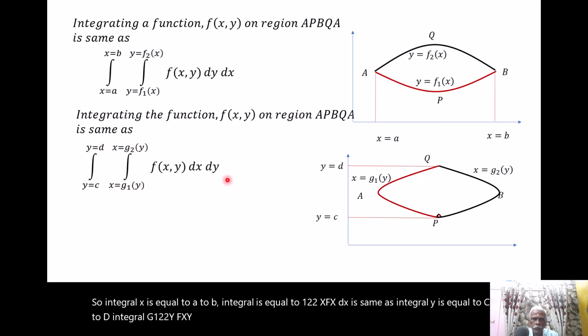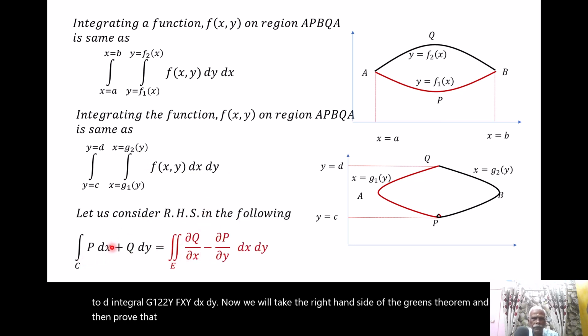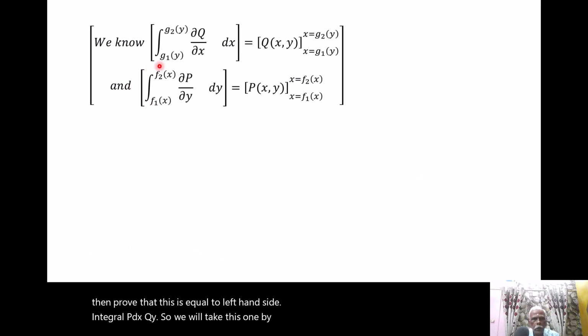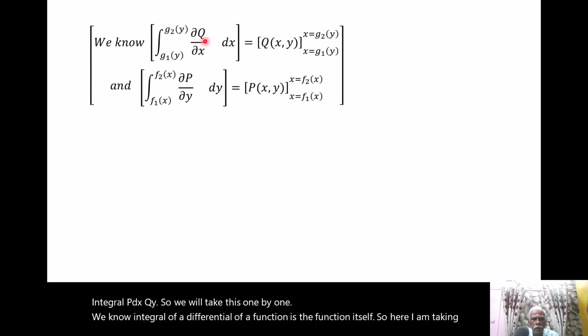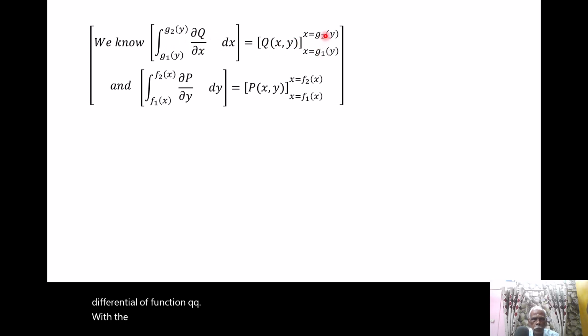dy dx is the same as integral y is equal to c to d, integral g1(y) to g2(y), f of x, y dx dy. Now we will take the right hand side of Green's theorem and then prove that this is equal to the left hand side, integral P dx plus Q dy. So we will take this one by one. We know the integral of a differential of a function is the function itself. So here I am taking the integral of the differential of function Q is equal to Q with the limits g1(y) to g2(y). Here again, the integral of the differential of P is nothing but this P with the limits f1(x) to f2(x).